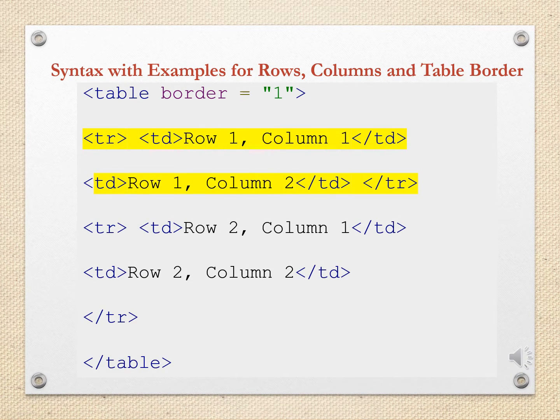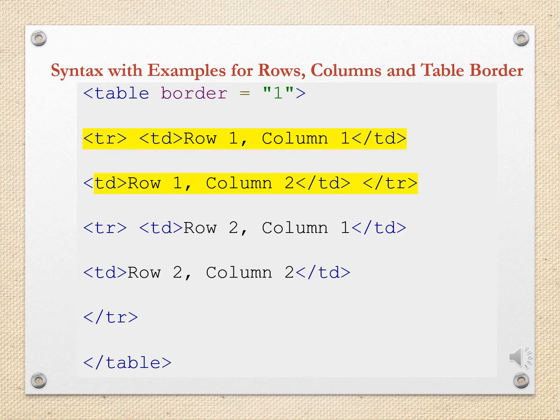Here is a small example for creating tables in HTML. As you can see on the screen, it starts with the table border, and we have given it as 1. That means the table will have a very thin border. We have given the first row tr and td as row 1 and column 1. And we always have to make sure that once you open a tag, you have to close it.